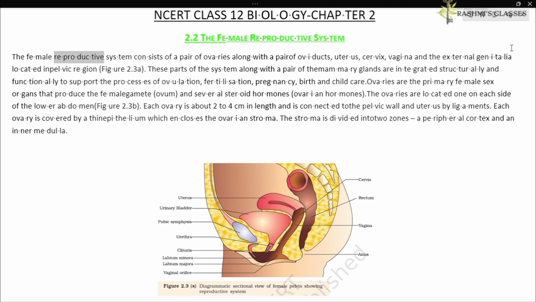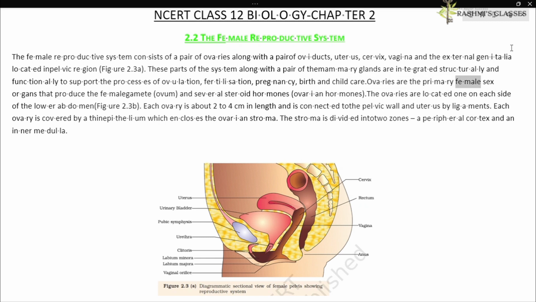The female reproductive system consists of a pair of ovaries along with a pair of oviducts, uterus, cervix, vagina, and the external genitalia located in the pelvic region, figure 2.3a. These parts of the system, along with a pair of the mammary glands, are integrated structurally and functionally to support the processes of ovulation, fertilisation, pregnancy, birth, and child care.